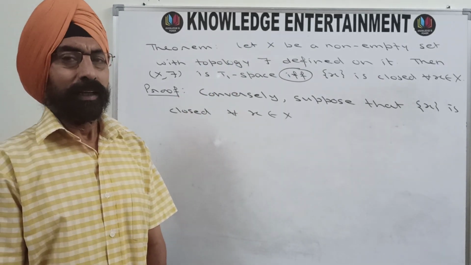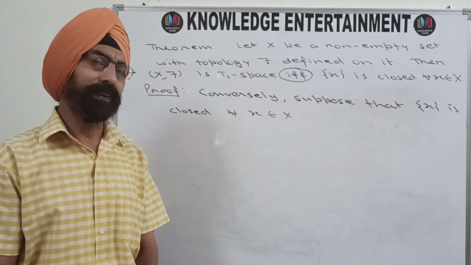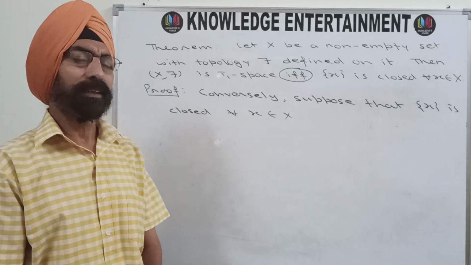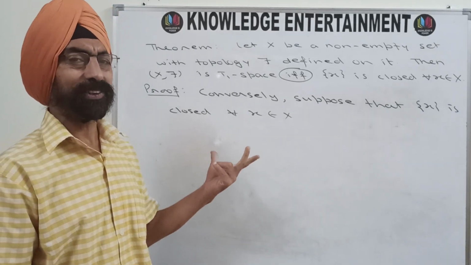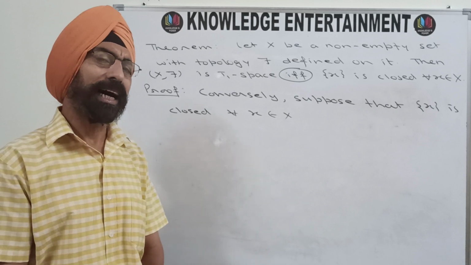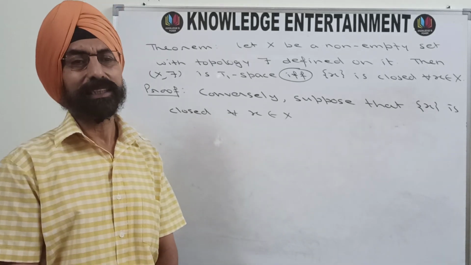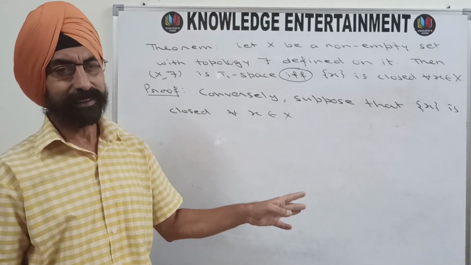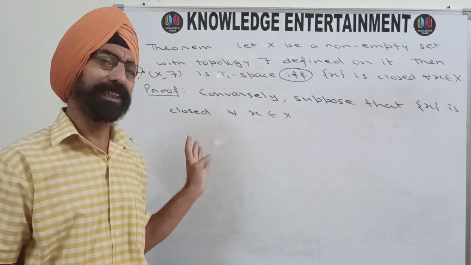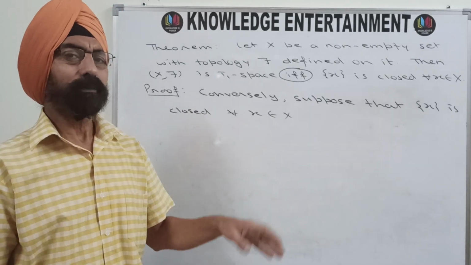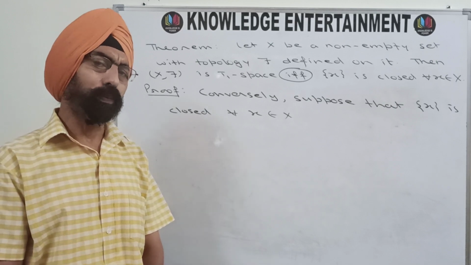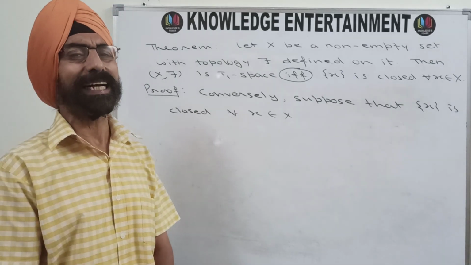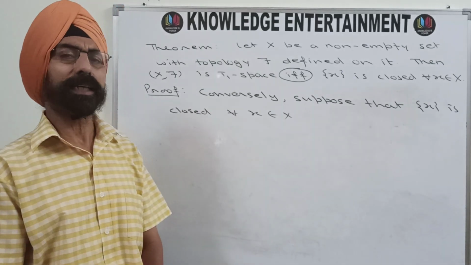And if we want to prove that the space is T1, what will we have to prove? We will have to prove that for every two distinct elements X and Y, there are open sets G and H such that X belongs to G, Y does not belong to G, and Y belongs to H, X does not belong to H. If we can find two open sets G and H satisfying this condition for every two distinct points X and Y, the space will become a T1 space.